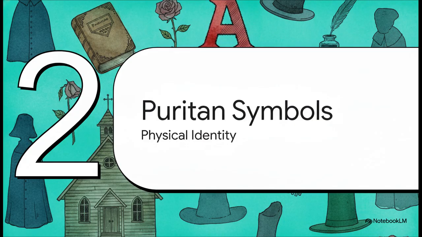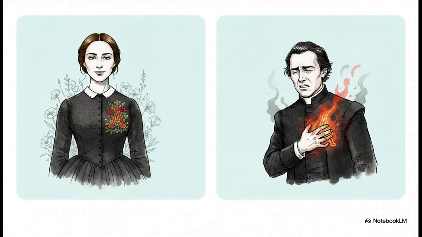Moving right along to Section 2. Symbols of Puritan identity. Before the invention of photography, Hawthorne had to use physical, historical symbols to expose these hidden realities. And he mastered this technique in The Scarlet Letter. On one side, we have Hester Prynne. She wears the physical, highly visible scarlet A. Now, initially, this is a mark of public shame, right? But she actually transforms it into a symbol of self-definition. Eventually, the townspeople even say it means able. She brings her truth completely to the surface.